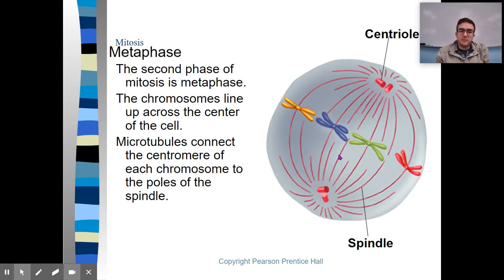Our next phase is metaphase. Metaphase is probably the easiest phase to identify just looking at a picture. Because what happens in metaphase, all of the chromosomes line up in the center of the cell. I remember it as being middle, so they line up in the middle of the cell. All the chromosomes do. And what's happening also is that the centrioles have moved to the opposite sides. They move to the poles of the cell.